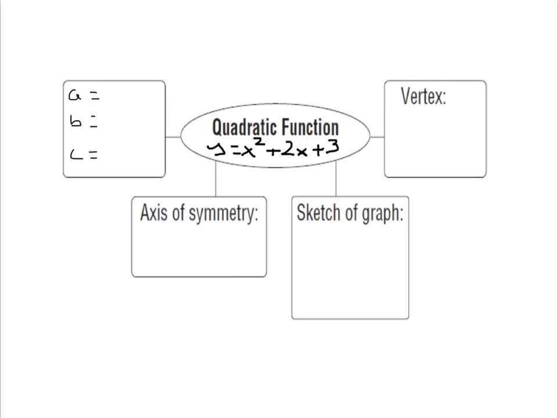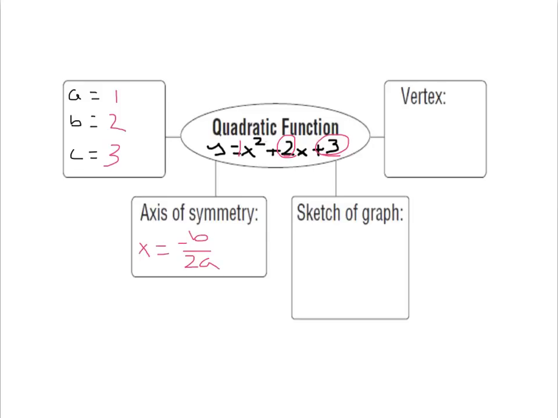We're given this quadratic function y equals x squared plus 2x plus 3. We need to identify what a, b, and c are. And a equals 1, b is 2, and c is 3. A is the number in front of x squared, 1. B is the number in front of the x term, and then c is the very last term, or our constant.